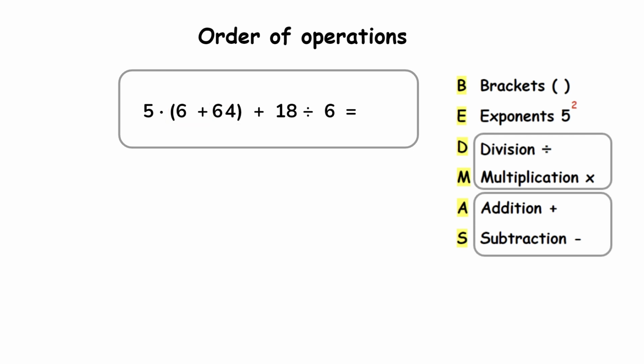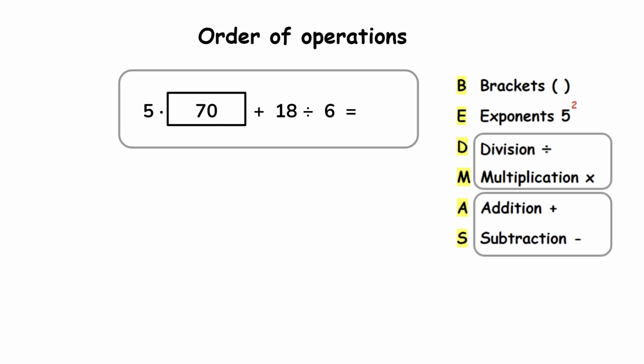Now, since there is still one more operation within the brackets, this means that brackets are still the top priority. So we need to add 6 and 64 before we can move on to the other operations of this problem. And 6 plus 64 equals 70. Now, the remaining operations of the problem are multiplication, addition, and division. So, in what order should I solve the rest of the problem?